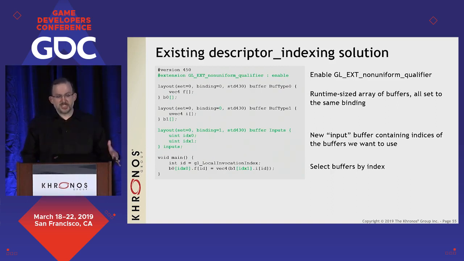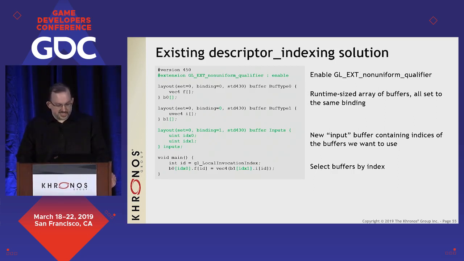So I'm going to go through a few examples of shaders here just to illustrate the syntax. This first shader is a very simple compute shader. It uses unextended Vulkan. It's basically copying and doing a type conversion from one buffer to another in a compute shader. So that's fine, but what if you want to select the source and destination buffers dynamically?